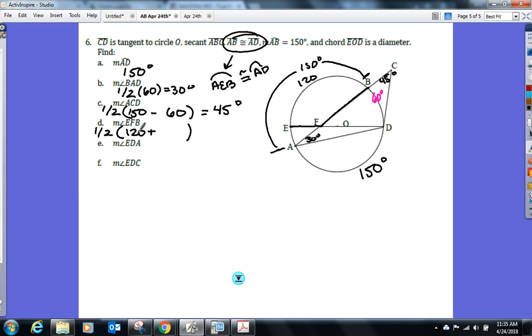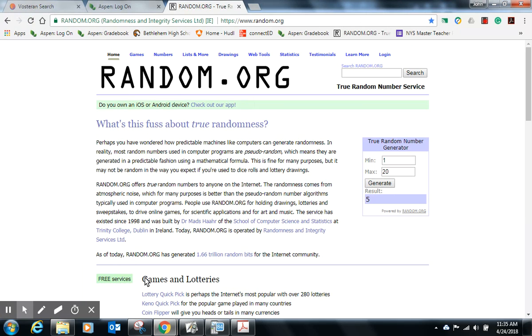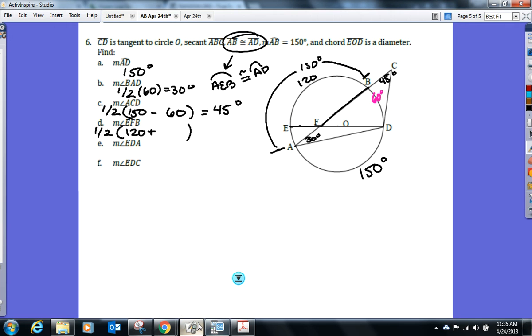And it's vertical angles arc. So take a look at the vertical angle. What arc does the vertical angle belong to? AFD, and then what's the arc measure for AFD? 150. Half of 270, also known as 135.